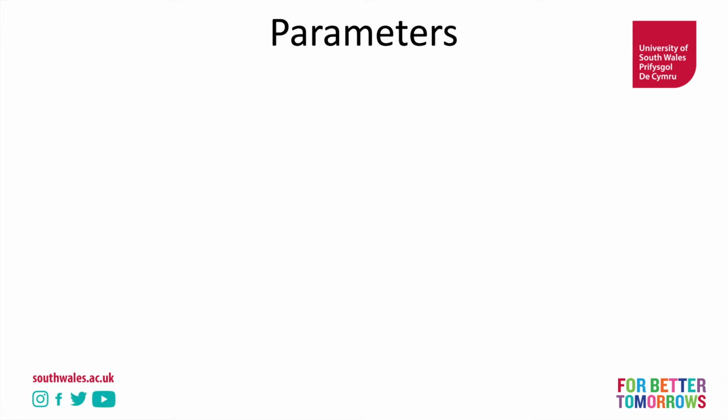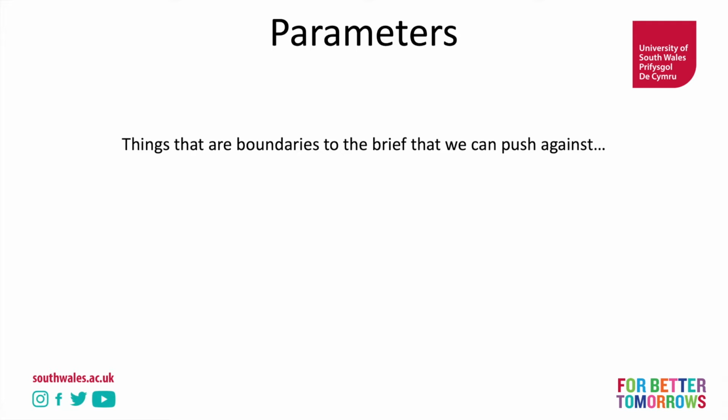Now, parameters are a bit trickier. These are the boundaries of the brief, and we can push against them. You'll see a lot of overlap with parameters and specifications, but parameters allow us to kind of redefine these boundaries and create an amorphous brief, if you will. So let's take a look. So the first parameter for this brief is design. Now we get to define what kind of design and what kind of techniques we use. The next one is range.